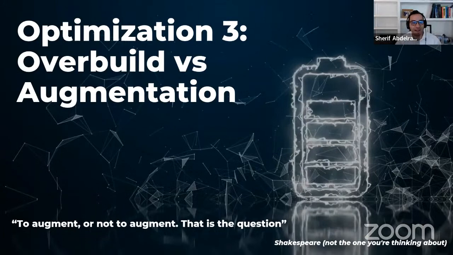All right. Optimization 3. So the famous question, augmentation versus overbuild, right? To augment or not to augment? That is the question. Shakespeare, but not the one we all know about.